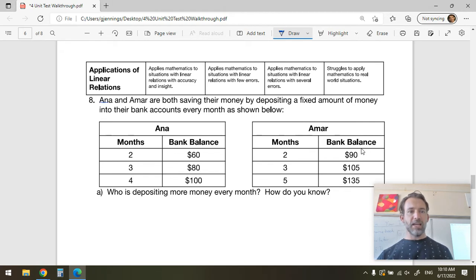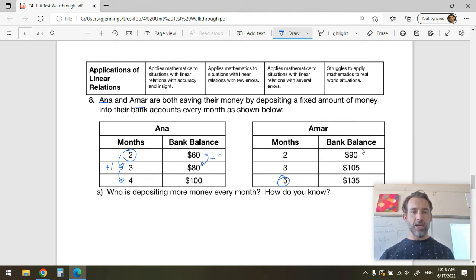Now let's take a look at some of these applications questions. This one is quite relatable. We see Anna and Amar are both depositing money in their banks, so their bank balance is going up. It's important to note that we don't know how much they started with. We know how much they have in month 2. Anna's table is increasing by 1 each time. Amar's table is not. Amar's jumps over month 4. So that was tricky for some people. So you've got to pay attention to that.